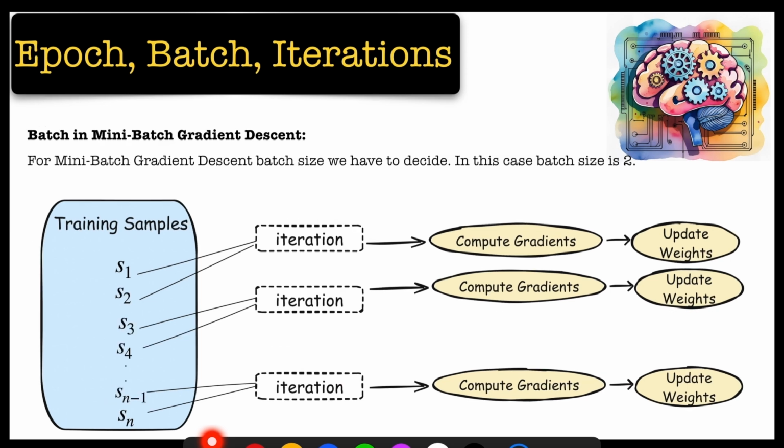We then consider S2, compute gradients, update weight, and so on. For mini batch gradient descent, let's say we consider the batch size 2 here. So n samples, 2 samples in one batch. S1, S2 in one batch, in one iteration, we are computing gradients, updating weight. And S3, S4 in a separate iteration, separate batch, computing gradients, update weight, and so on.